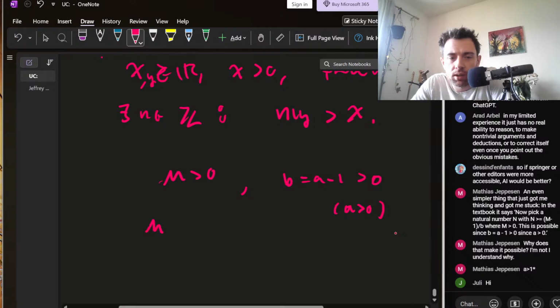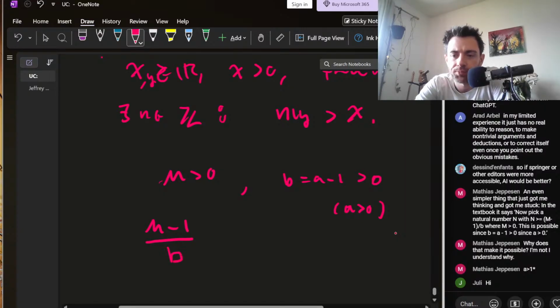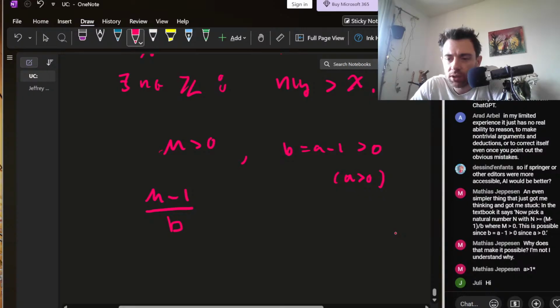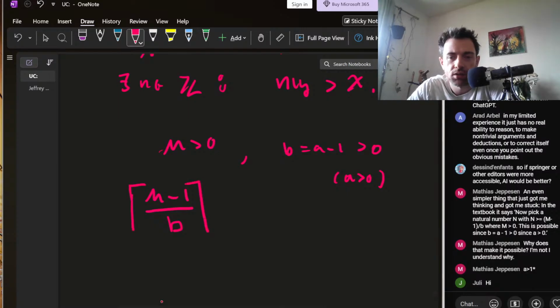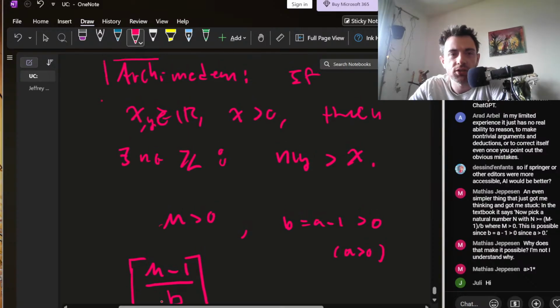So m minus 1, oh, should there maybe be another assumption on m? Oh no, that's fine, right? So m minus 1 over b. Actually, we don't even need that. Looking closer at this now, of course there is such a thing. You just take the ceiling function, right? I mean, technically, you need the Archimedean property to define the ceiling function. So I'm kind of kicking the can down the road here.